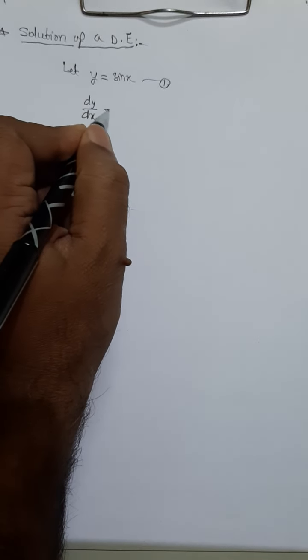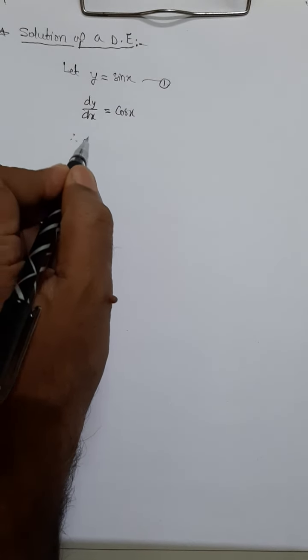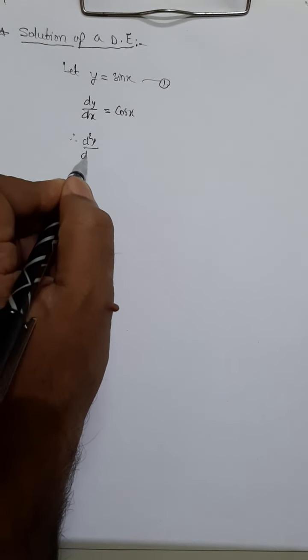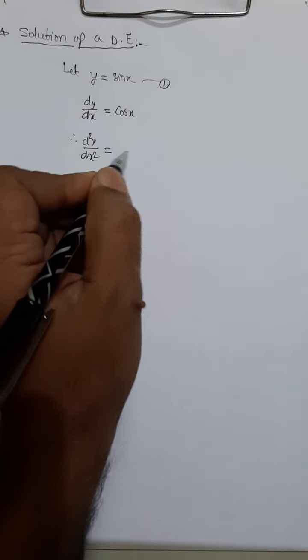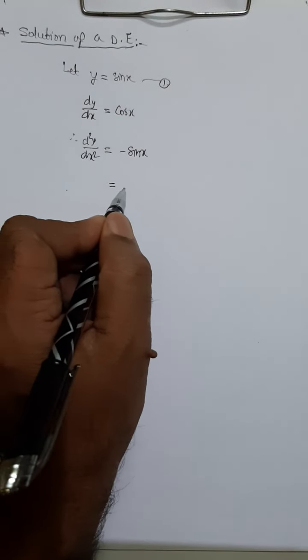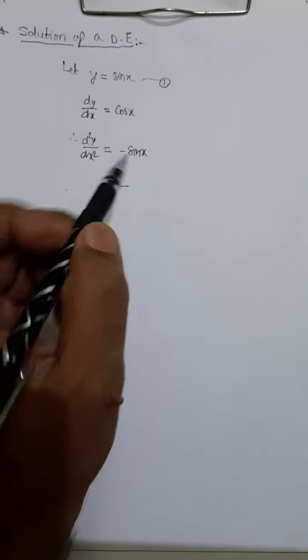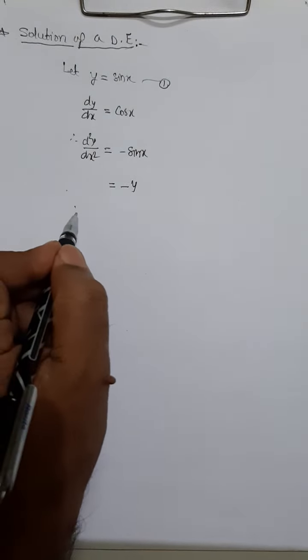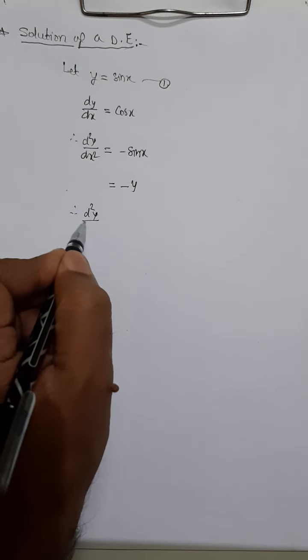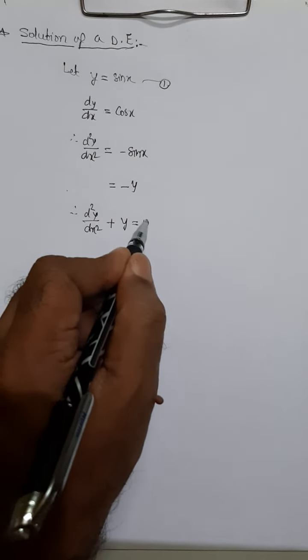So we get dy by dx equal to cos x. Again differentiate. So we get the second derivative d2y by dx2 is equal to minus sin x. So it is equal to minus, from equation 1 substitute the value for sin x, that is y, and therefore we get here d2y by dx2 plus y is equal to 0.